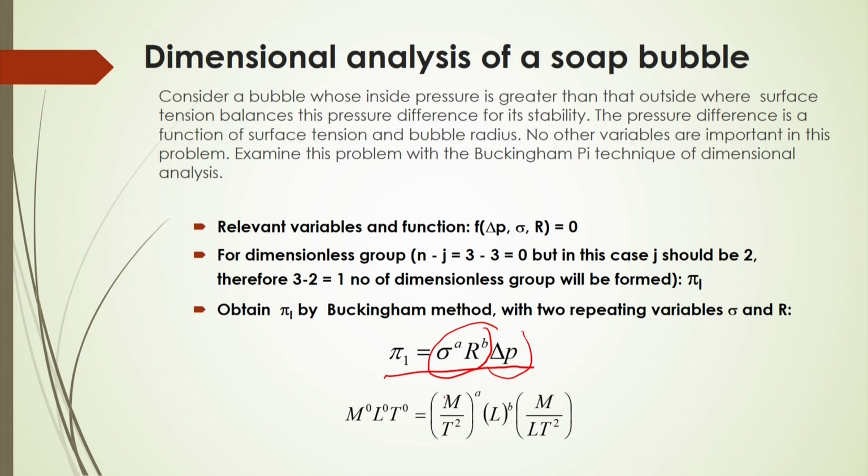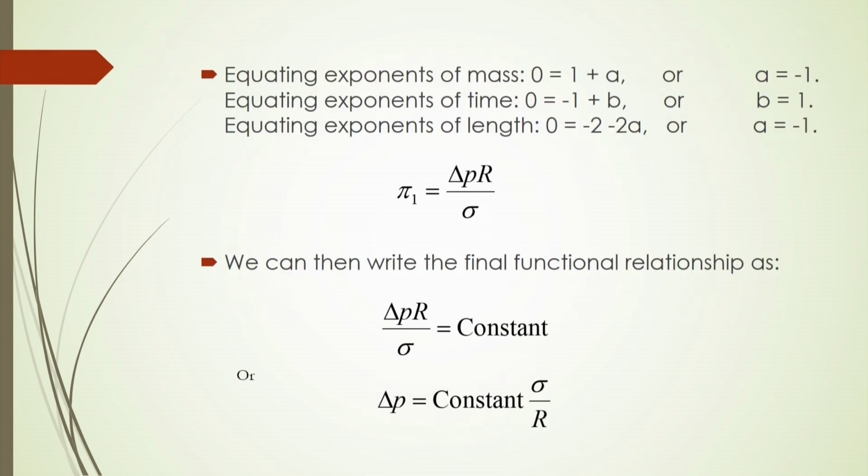In this case, we again substitute the fundamental dimensions: M to the power 0, L to the power 0, T to the power 0, since pi 1 is a dimensionless group. Then sigma has the dimension M T to the power minus 2, raised to the power a, times L to the power b, and delta p has M L to the power minus 2. Equating the exponents of mass, 0 is equal to 1 plus a. Equating the exponents of time, 0 is equal to minus 1 plus b, and equating the exponents of length, minus 2 minus 2a is 0.